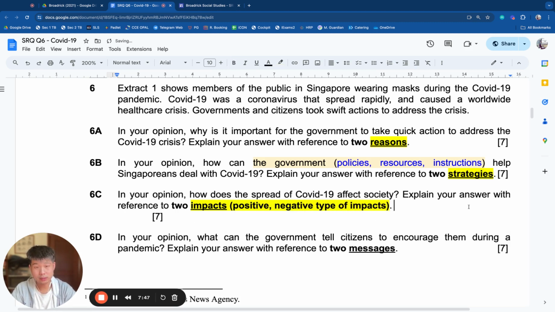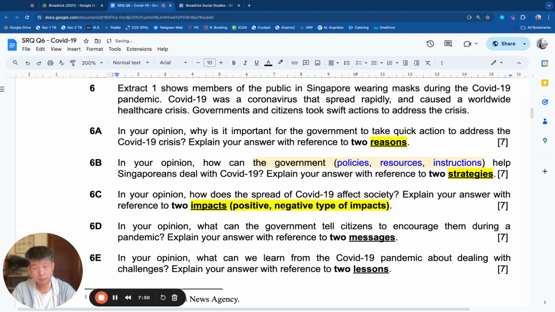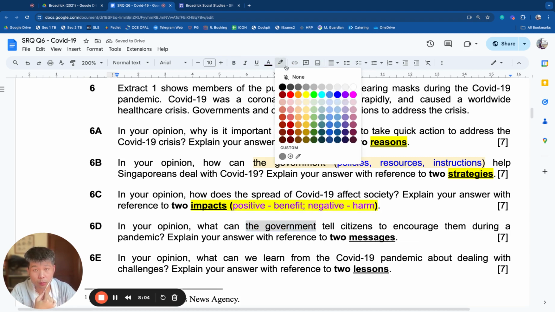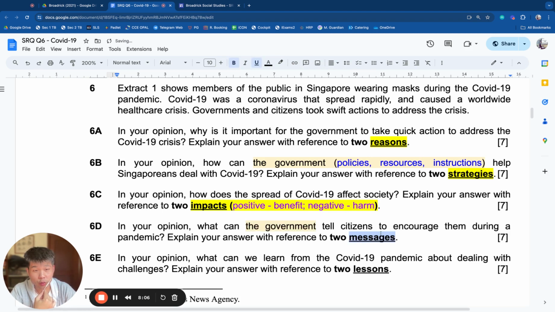Impact is a type of consequence. A positive impact would be a benefit. A negative impact would be a harm. So these are some ways that you would start thinking about the question here. In your opinion, what can the government tell citizens? Again, we have government with to encourage them.